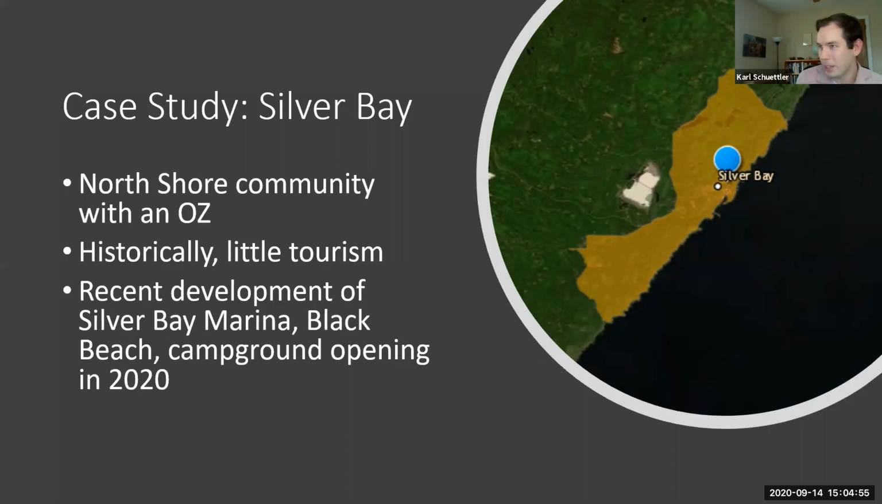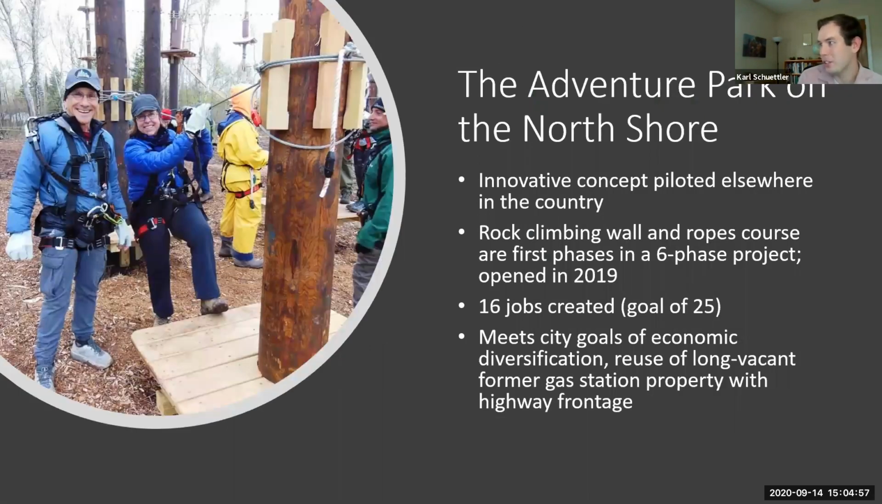And so the opportunity zone project they have is called the Adventure Park on the North Shore, this giant ropes and rock climbing course that has gone up. It's a concept that the two owners had seen be successful in other parts of the country. They'd seen this work. They thought they had a business model and figured we can make this work in Silver Bay.